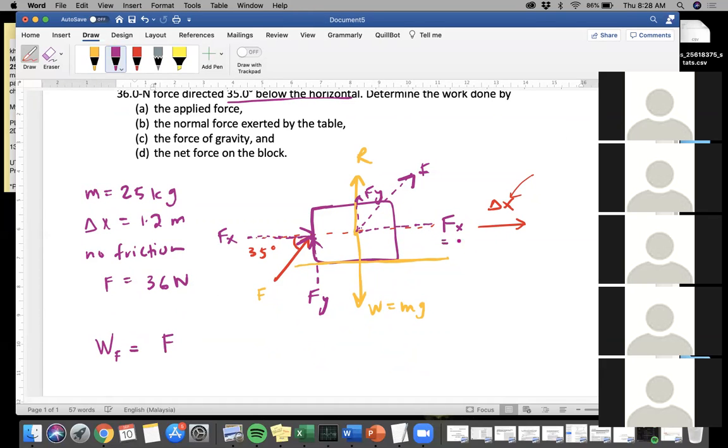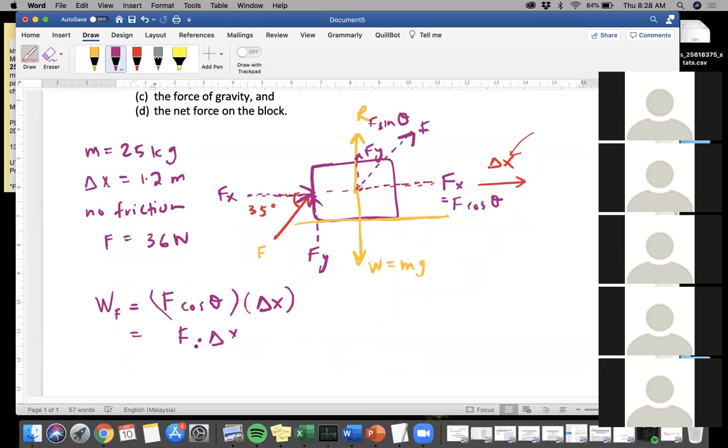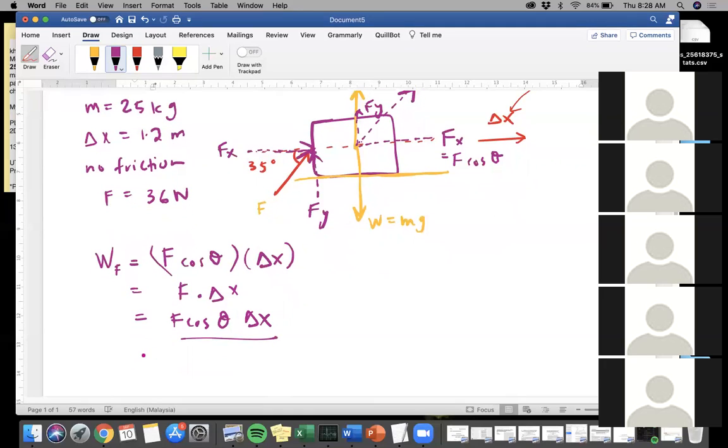If we were to put this in value, it's going to be F cosine theta, and this one would be F sine theta. If I use this directly, it becomes delta X. Work done is a dot product between F and delta X, so this gives me F cosine theta delta X as well, same thing. You can use the parallel component directly, or you can expand this equation. It gives you the same thing. So don't get confused.